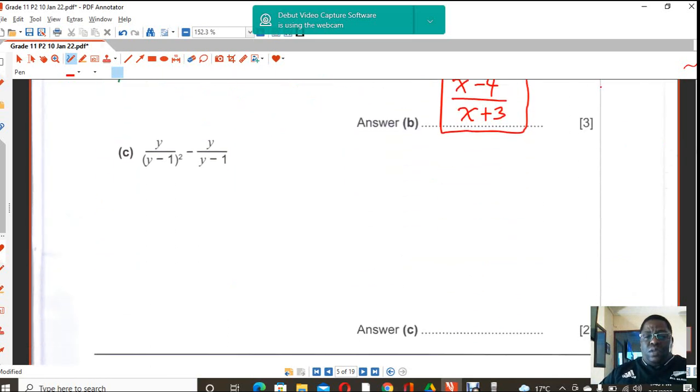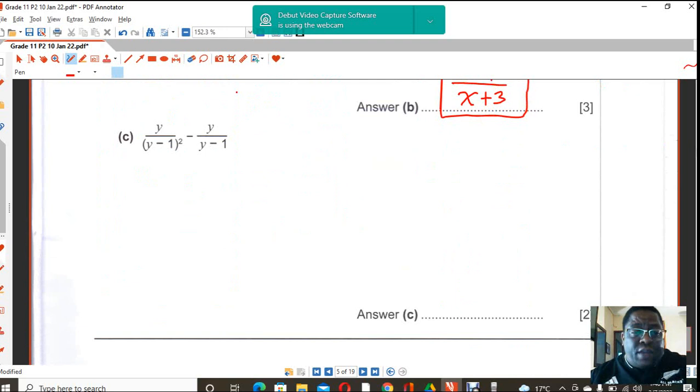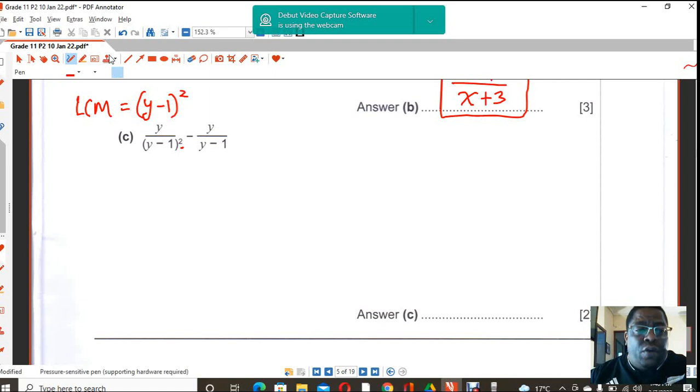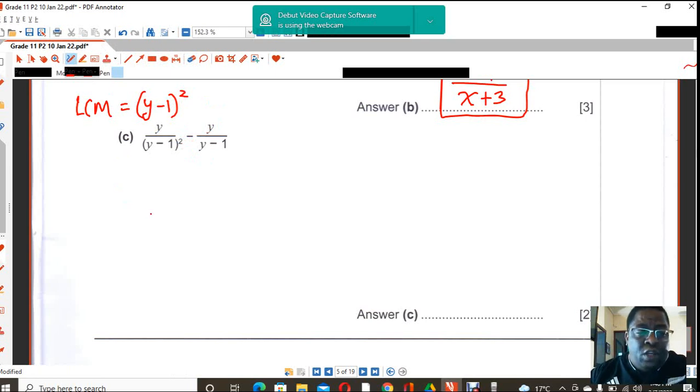Okay, let's get to the other question. The other question is an algebraic fraction. Now, what you can also see here is that the LCM is the one with the highest power. So it's y minus 1 all squared. All right. So in a nutshell, this second one should also be y minus 1. So I'm just going to write it y minus 1 times y minus 1 as the denominator. But this one already has that.